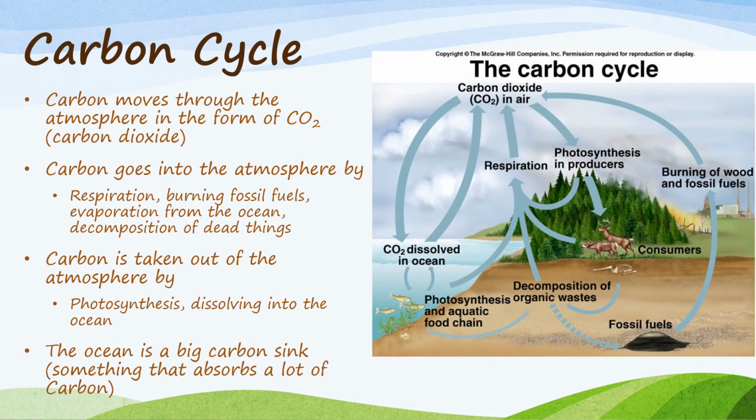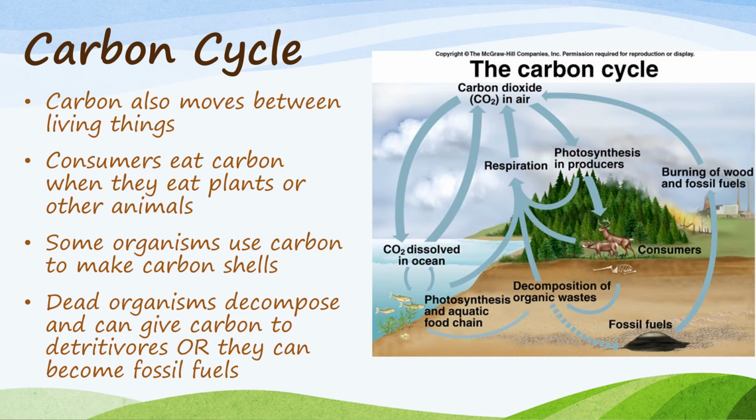Now, how do we take it out of the air? The main way is through photosynthesis. Plants take it in from the atmosphere and turn it into usable food energy and turn it into their bodies, essentially. Now, another way is that just as it evaporates from the ocean, the ocean can also take it back, and it can be dissolved into the ocean.